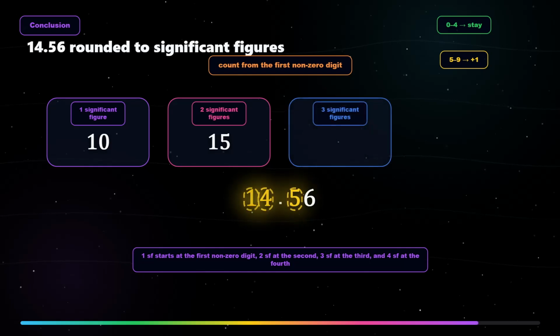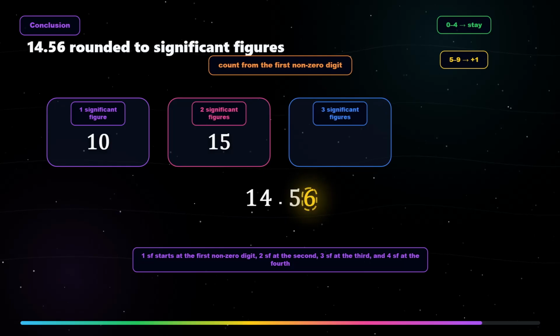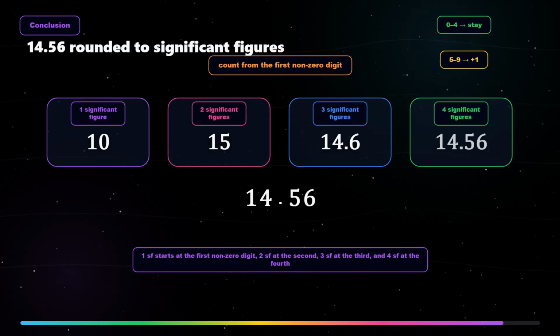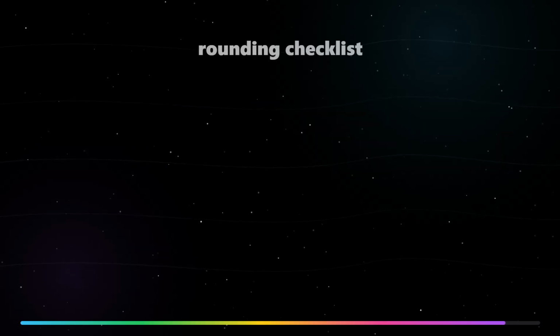To three significant figures, we keep 1, 4, and 5. The next digit is 6. 6 is 5 or more, so the 5 goes up to 6. 14.56 rounded to three significant figures is 14.6. To four significant figures, we keep 1, 4, 5, and 6. There is no extra digit to change anything, so 14.56 rounded to four significant figures is 14.56. Let's finish with the checklist.